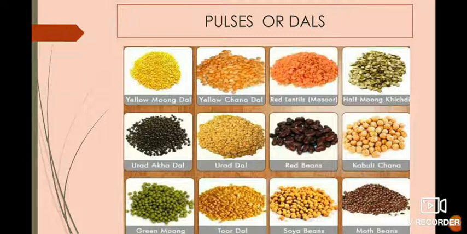Pulses are very very important because they give us proteins, which is very important for growing children like you. So you can see the picture there with different types of pulses. Okay, you have the moong dal or the pasi payiru as we call it. Then we have the kadalai paruppu or the chana dal. Then you have the masoor ki dal or the red lentil. Then you have pacha payiru or the green gram, and so on and so forth.